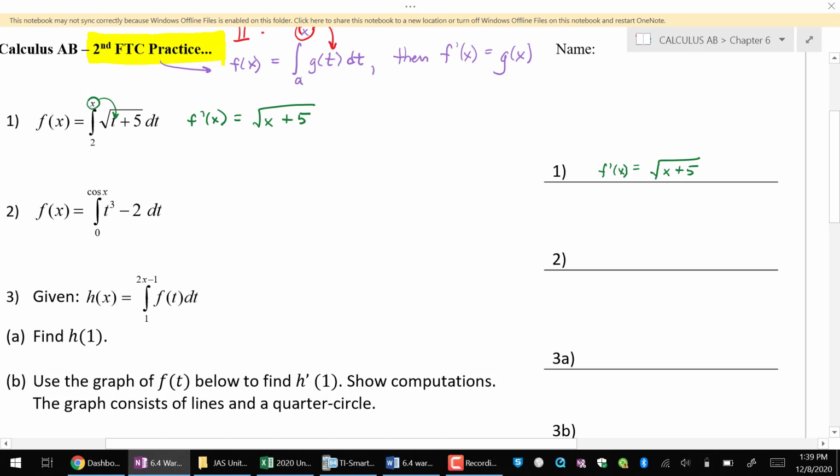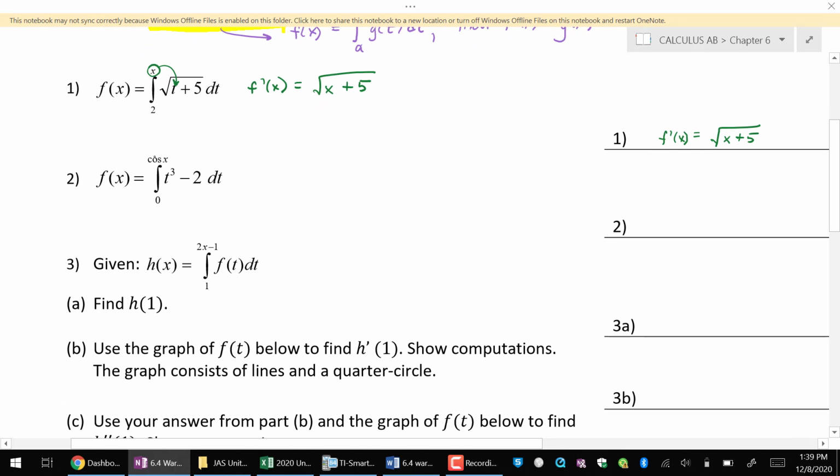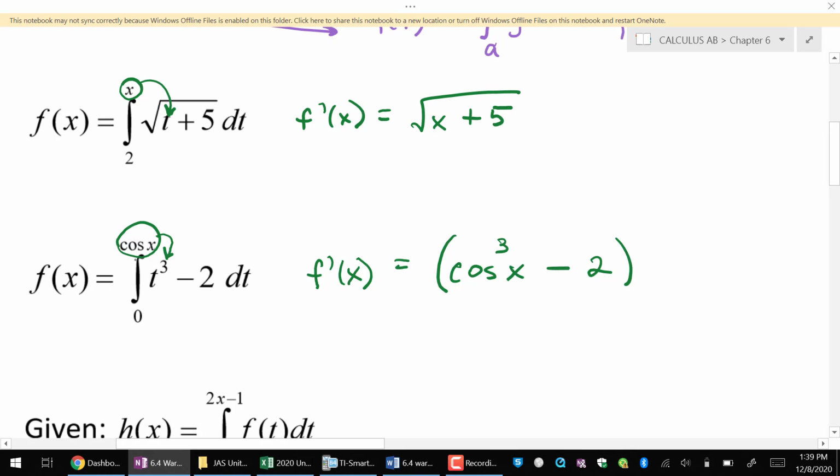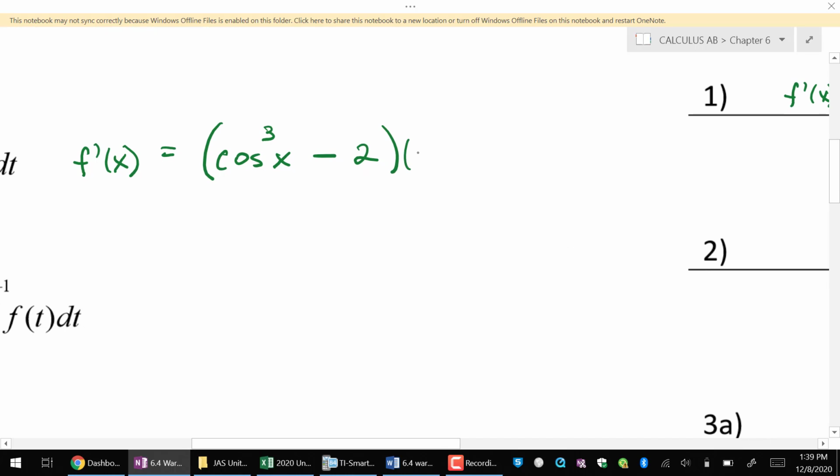Let's try number 2. Find the derivative by taking the upper bound, and we're going to substitute that inside of the integral itself. So f prime of x in this problem is going to be cosine of x cubed minus 2. Now I've got to be careful because the upper bound is a function, and I want to apply the chain rule here, so I'll multiply by the derivative of the upper bound. In this case, that would be multiplied by negative sine.